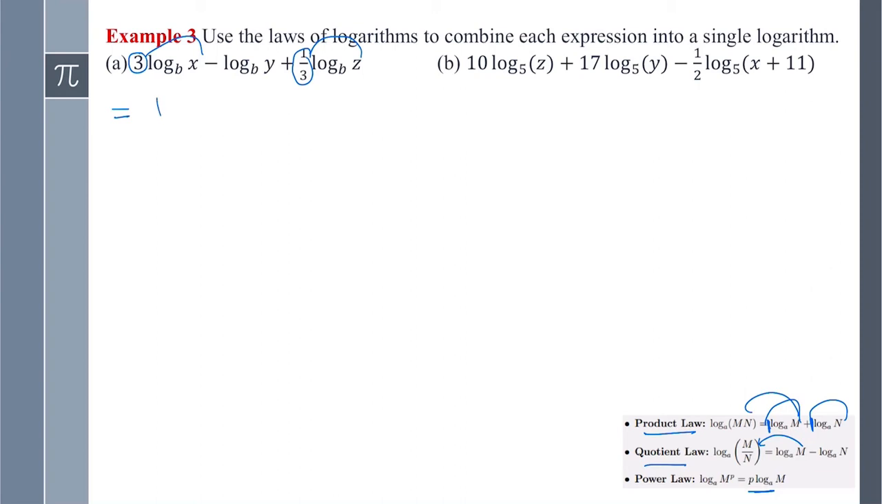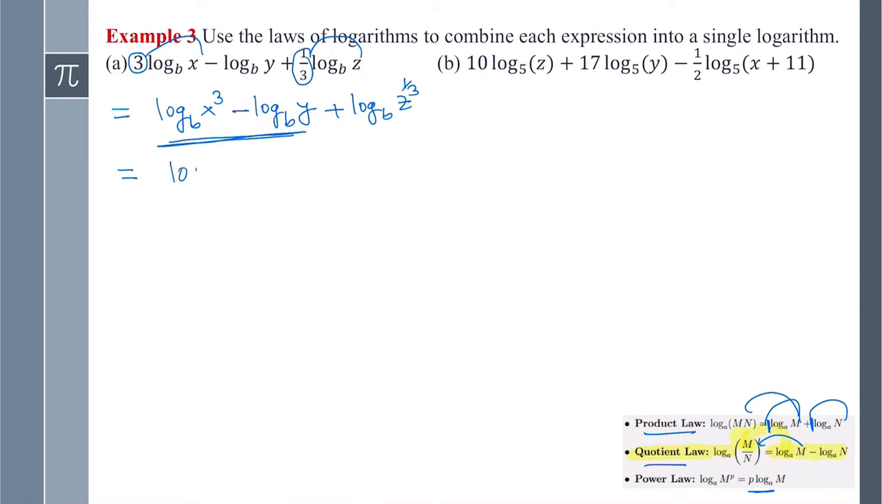So this equals log base b of x cubed minus log base b of y plus log base b of z to the 1/3. After that, we'll combine this. Let's start from the left. We'll combine the first two and then we'll combine the next one. If we just look over here, we have a difference. That means we can use the quotient law. When we have a difference, we can write that as a quotient. So that's what we are going to use here.